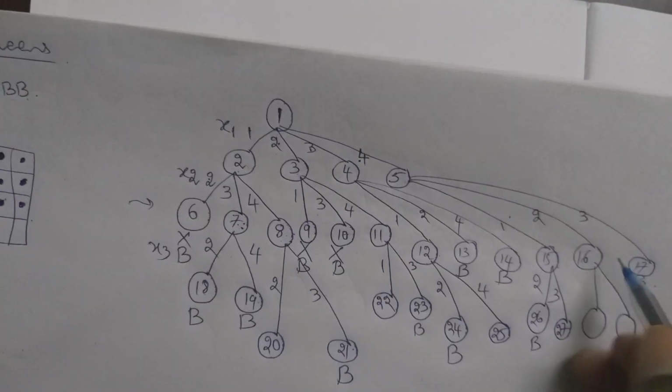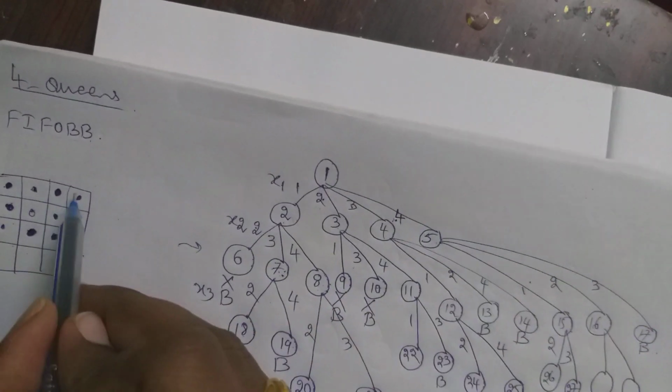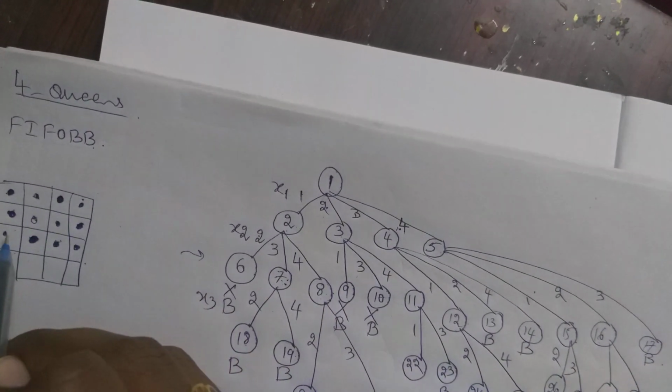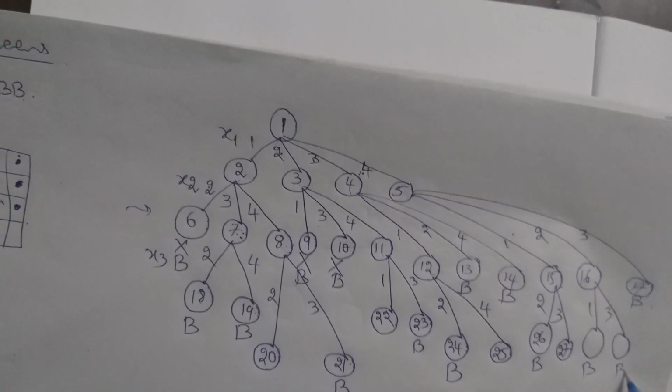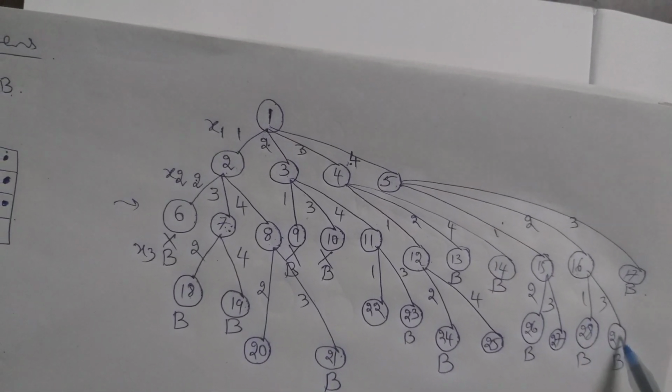We should expand next as 16. Queen 1 in 4, queen 2 in 2. Therefore, we check for 1, 3. At both times, the queen got attacked. It got killed at 28 and 29.